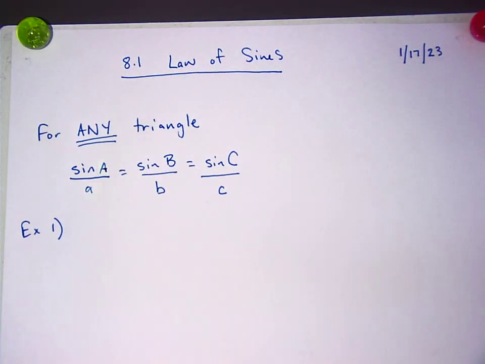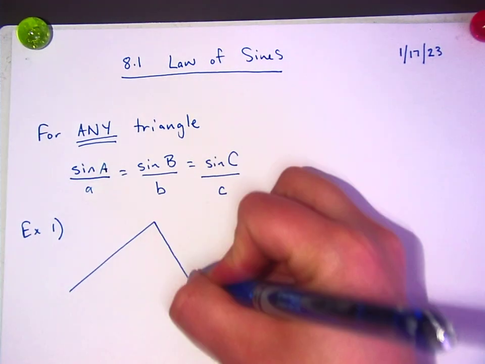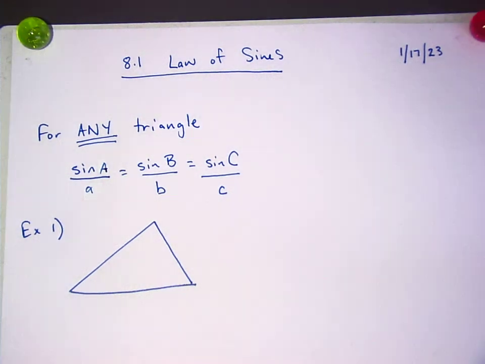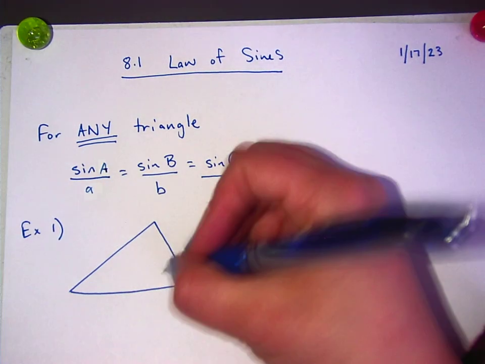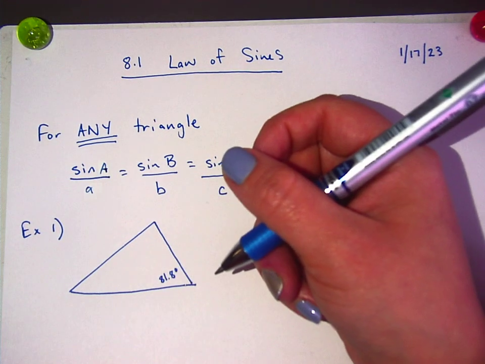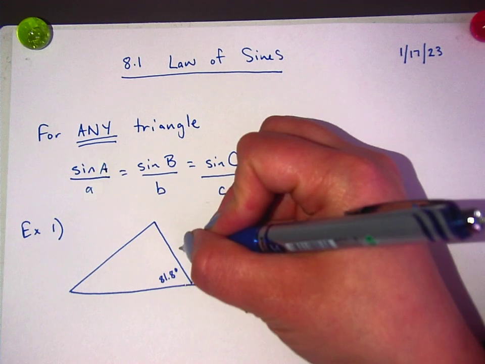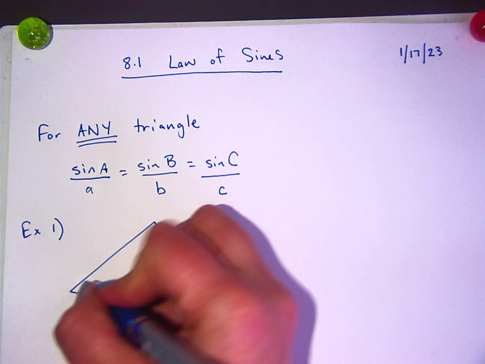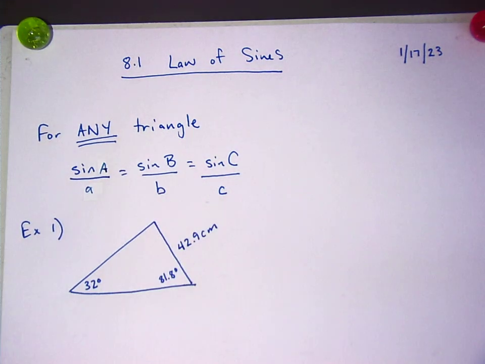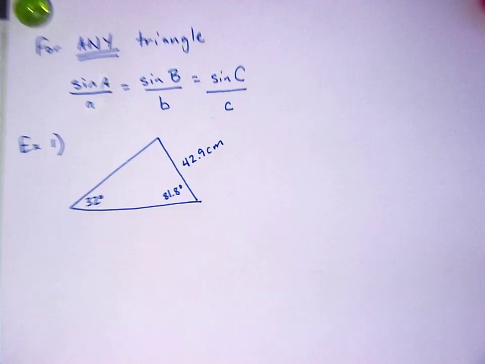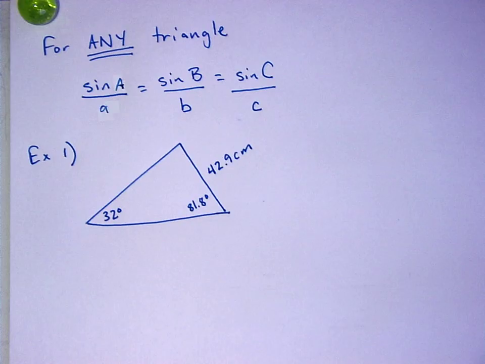Okay. Supposed to be a straight line there, but got away from me. This one is 81.8 degrees. This side is 42.9 centimeters. This one is 32 degrees. So I need you to find all the other sides and angles. We're going to do this one together.